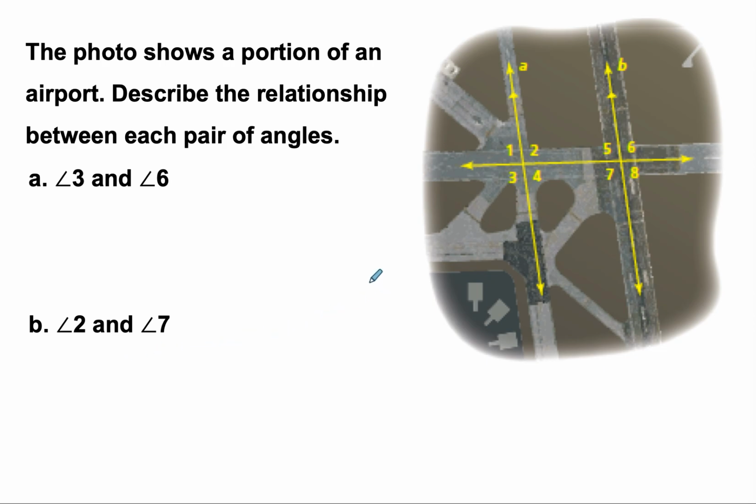All right, and then let's try these last ones as well. The photo shows a portion of an airport. Describe the relationship between each pair of angles. Go ahead and pause the video and try these two on your own. All right, let's try it. Number 3, which is here, and number 6, which is here. They are on different sides of the transversal. This is our transversal. One's above it, one's below. So alternate. And then they are both on the outside of the parallel lines. So these are going to be alternate exterior.